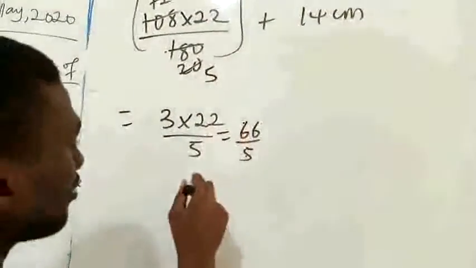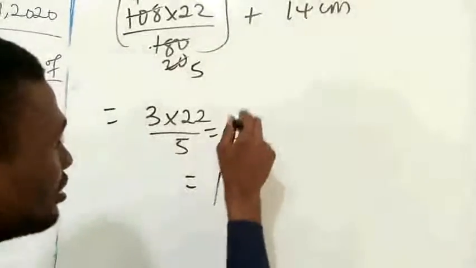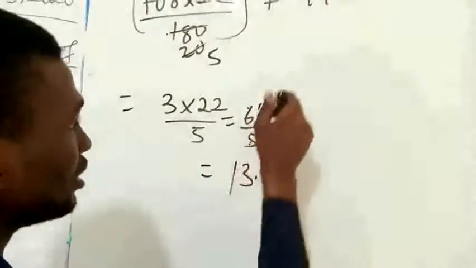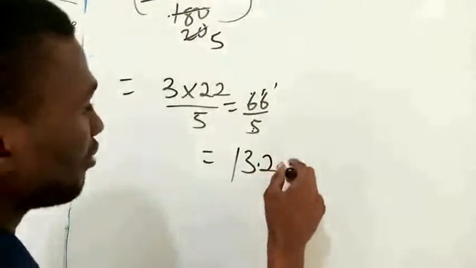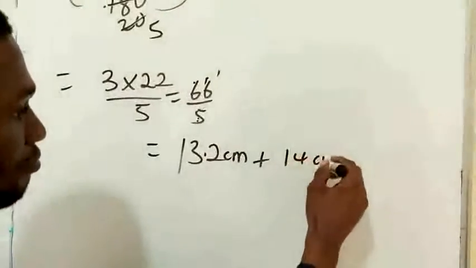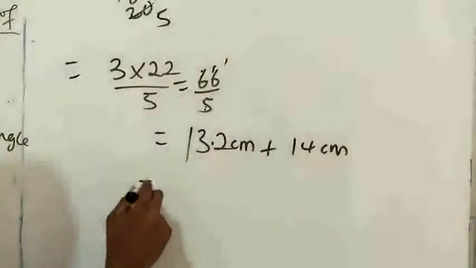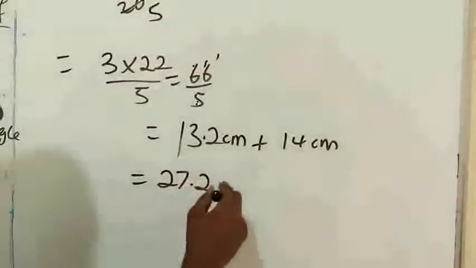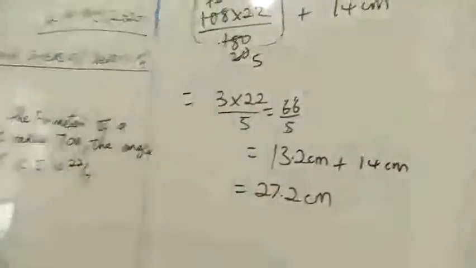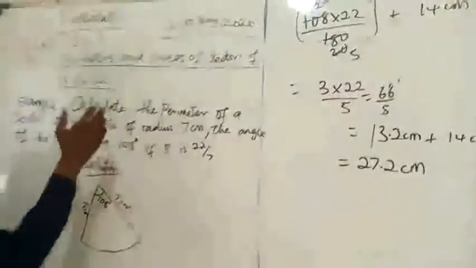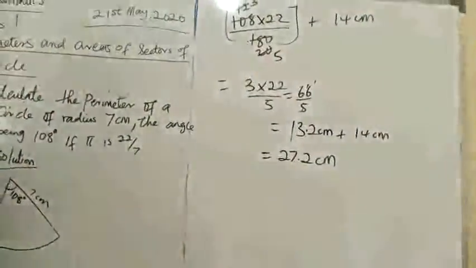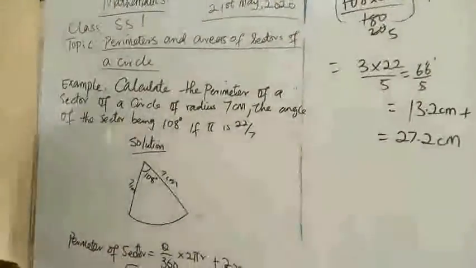5 into 6, we have 1. Remainder 1. 5 into 16, we have 3. Remainder 1, that's point. Into 10 is 2. So we have 13.2 cm plus our 2 radii, 14 cm. If you add this together, we have 27.2 cm. So our perimeter of sector of a circle with an angle 108 degrees and radius 7 cm is 27.2 cm. Let me run through it again.